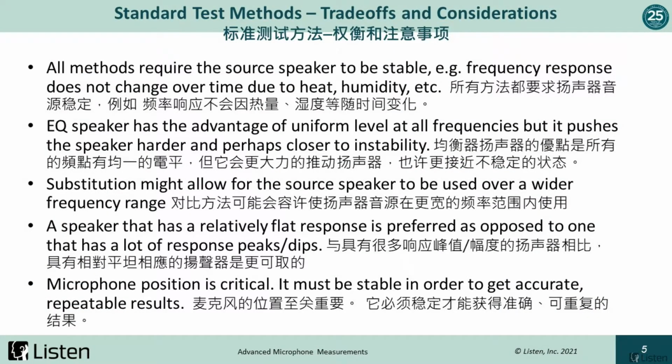So now that we've demonstrated the three standard test methods, let's take a moment to discuss some of the trade-offs and other considerations. All of these methods require that the source speaker be stable. So it should have a stable frequency response that doesn't change over time due to heat, humidity, or other changes in environment. If your speaker isn't stable and you've calibrated and it starts to drift, then your measurement confidence is going to go down. So I think the point here, and that we'll keep reinforcing, is that a really high quality source speaker is the way to go when you're making microphone measurements.